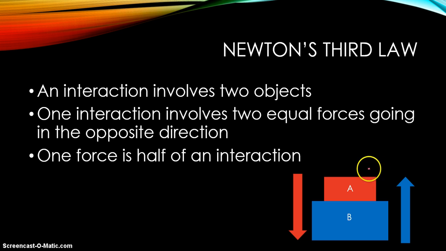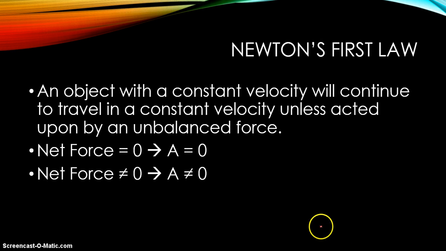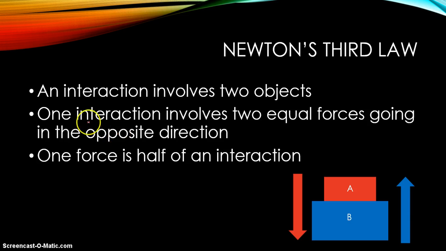So if you see here, there are two objects, right? So that's the first part of the book. There are two objects. There's box A and box B. And then the second bullet is one interaction involves two equal forces going in the opposite direction. So we can see that with arrows.